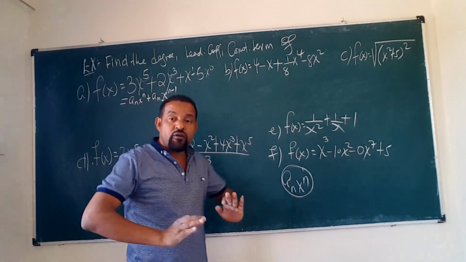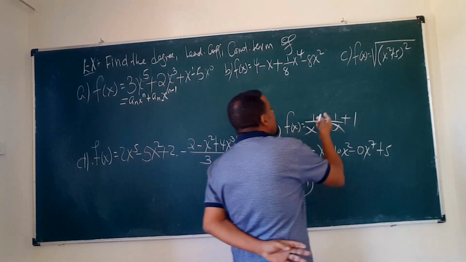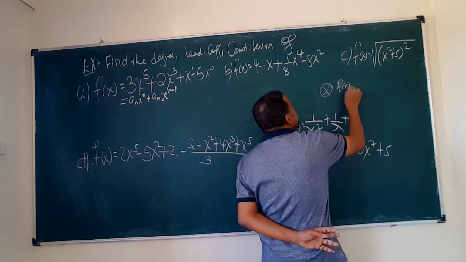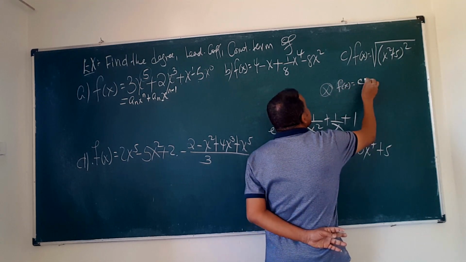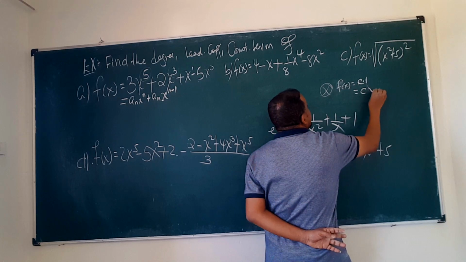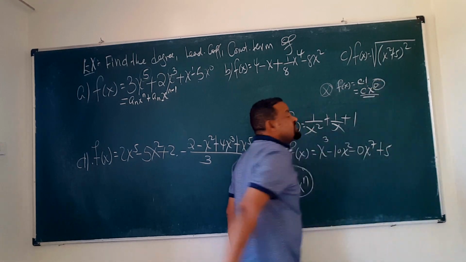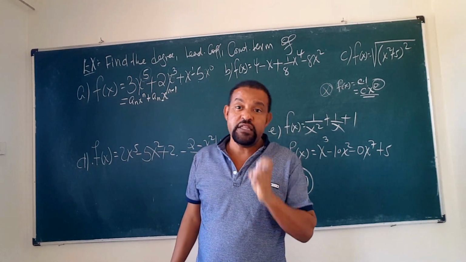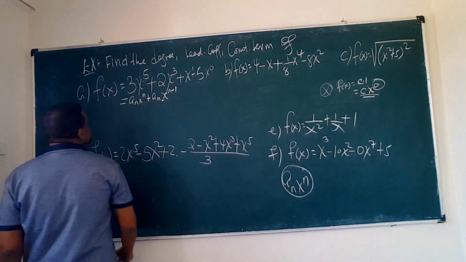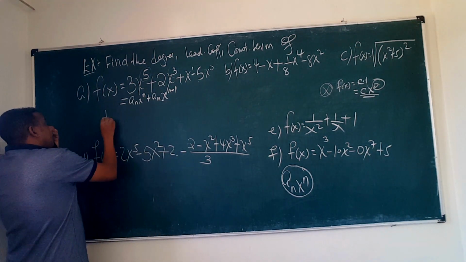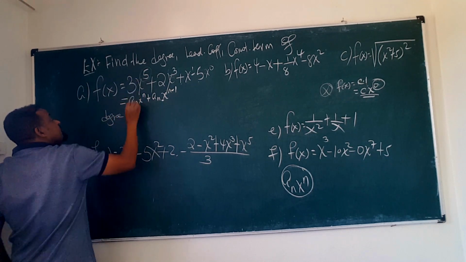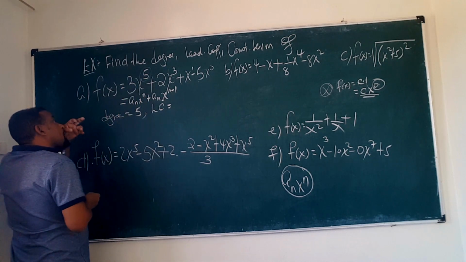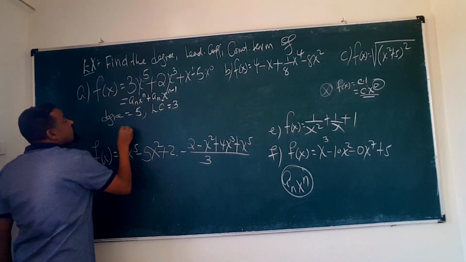Any constant c can be written as c times x to the power of 0, since x to the power of 0 is 1. So the degree of any constant function is 0. Don't forget that. The degree of 0 itself doesn't exist. So here what's the degree? 5. And the leading coefficient is the coefficient attached to x to the power of 5, which is 3.